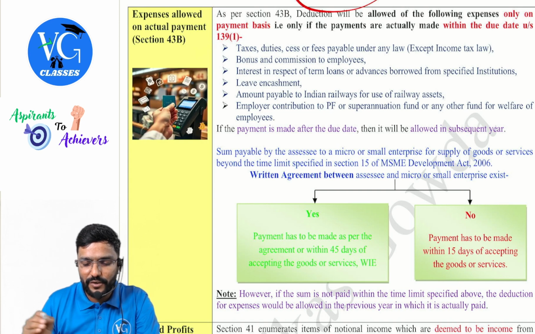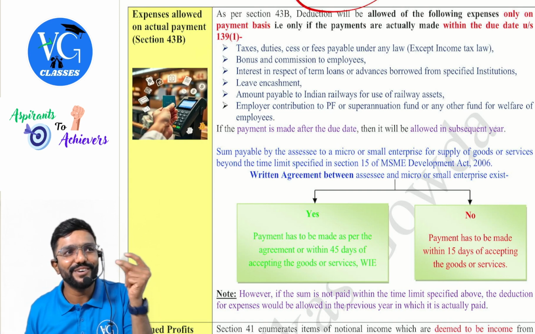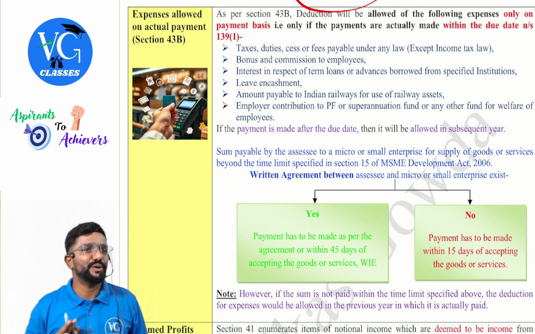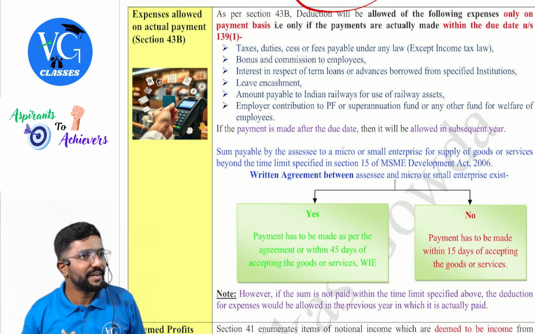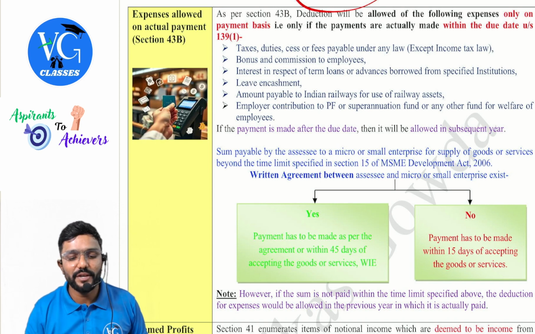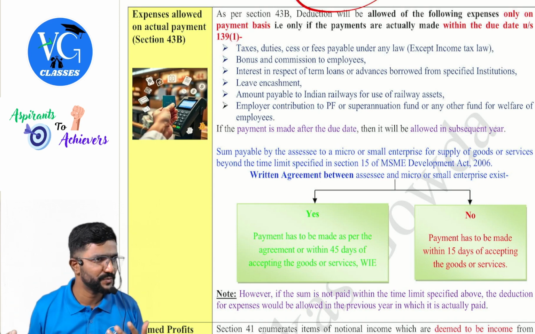Which are the expenses covered here, sir? Taxes, duties, cess or fees payable under any law. Here, under any law will not include income tax law. Why? Anything you pay under income tax law is not allowed, as per section 40(a)(ii). We learned it: income tax, including foreign income tax, is not allowed. So what taxes and duties are covered, sir? GST, municipal tax, those items.